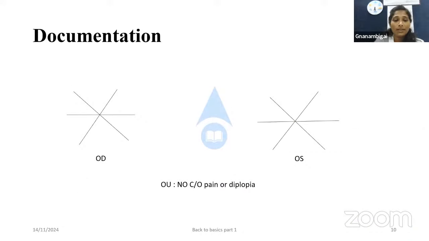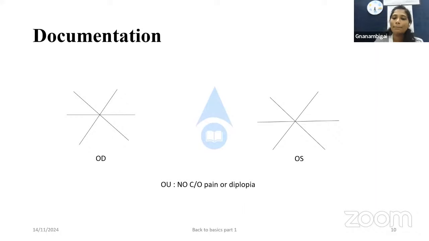For documentation, it has to be checked and documented as OU, no complaint of pain or diplopia. If there is no movement, 0. If there is an underaction, we should record -1, and if there is an overaction, +1.